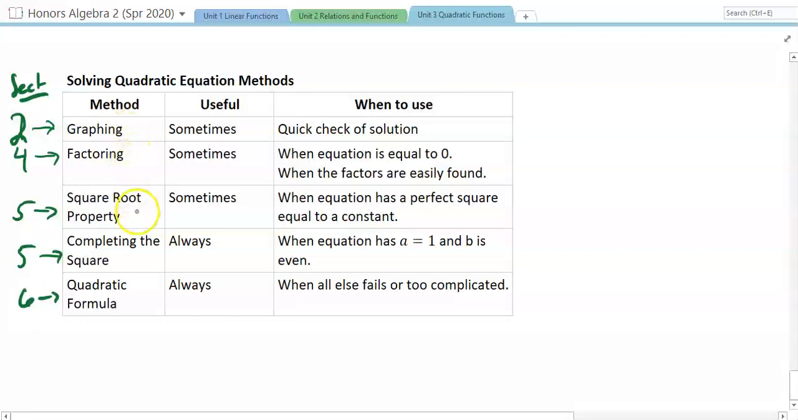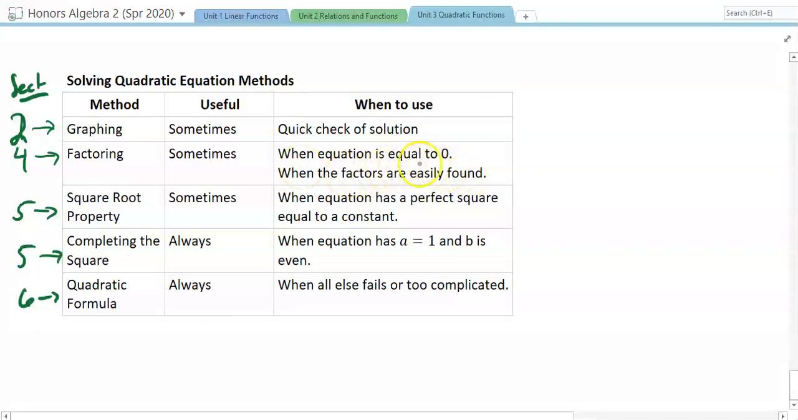Well, graphing, factoring, square roots are only sometimes useful because they are good for certain cases, but not for others. So graphing is great if we want to check the solution, or if the solutions are integer values and we see it cross nicely on the graph. Again, if you have a graphing calculator, it'll calculate it, but be careful with the TI 83s and 84s. Sometimes there are some rounding issues in those calculators that give you an issue.